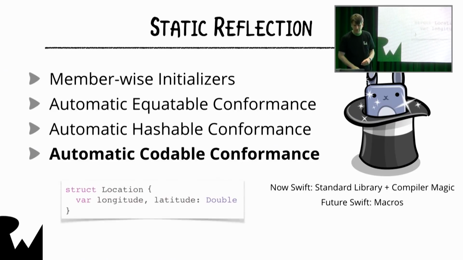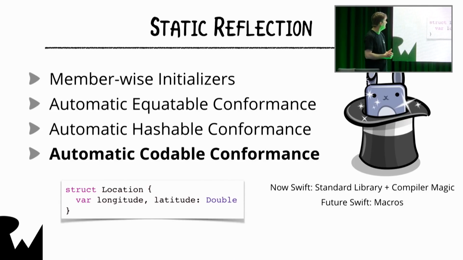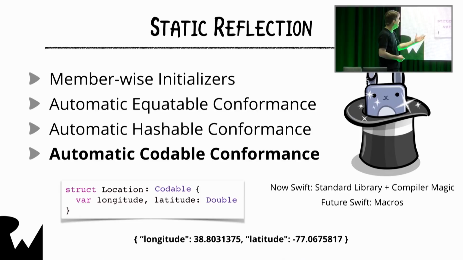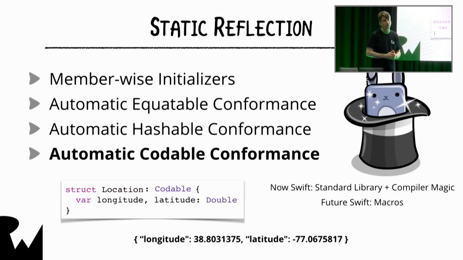Now, you've probably seen some blog posts or things about this, but here's a simple example where I have a struct, a Location struct, and all I do is conform to the Codable protocol, and lo and behold, because longitude and latitude are also, by default, Codable, we get this JSON or a serialized representation down there.